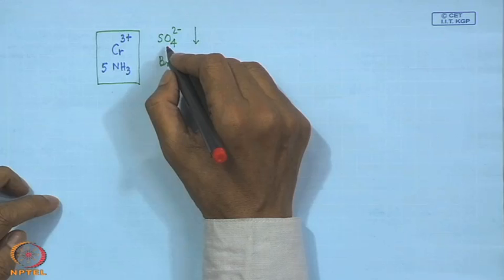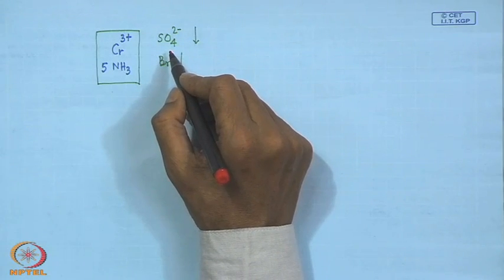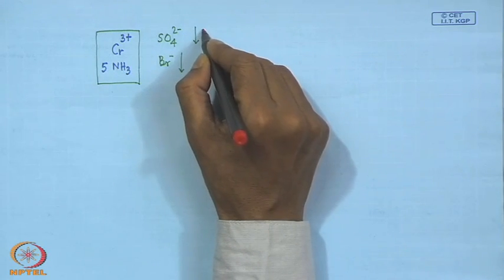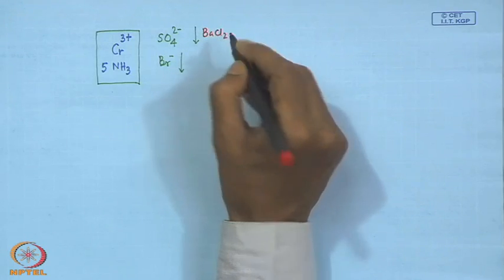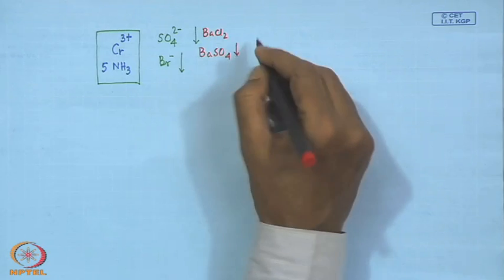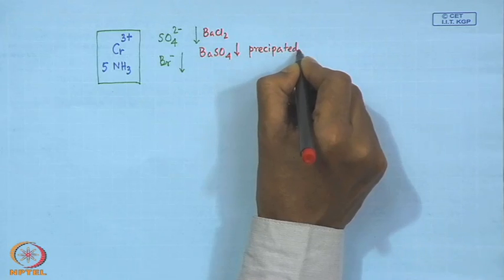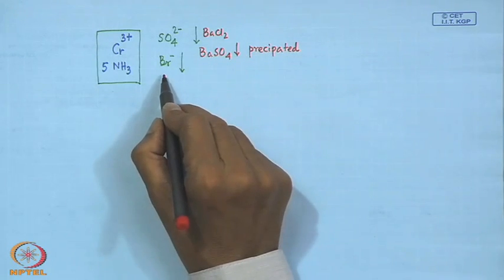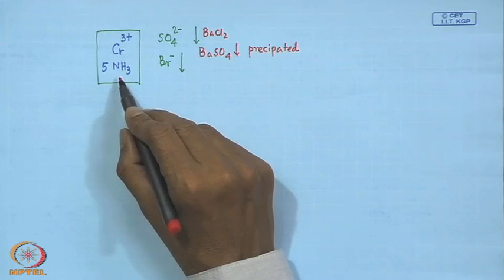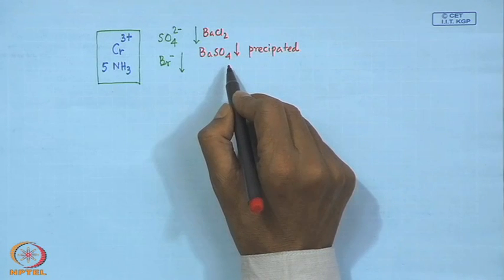If these are present outside the coordination sphere, they will simply behave as sodium sulphate, as an ionic salt. So, it is a complex salt of sulphate, and if we add barium chloride, barium sulphate will be precipitated. Which is not possible when sulphate is inside, binding to the chromium center. In that particular case, barium sulphate will not be precipitated.